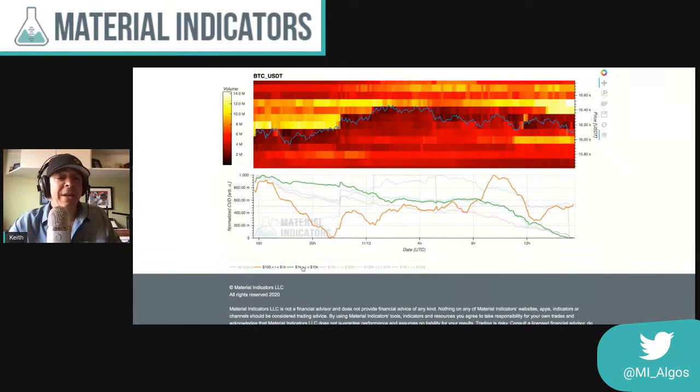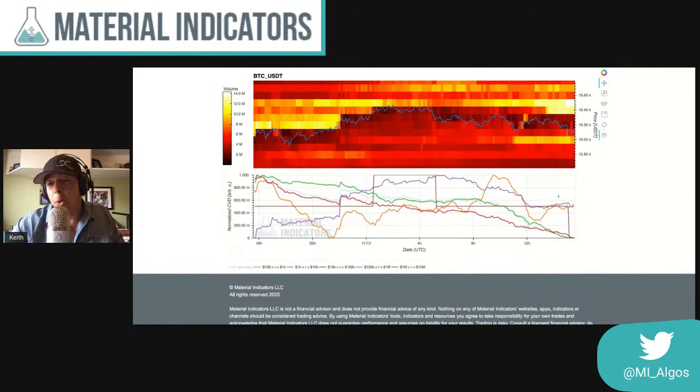Green, $1,000 to $10,000 orders. Red is $10,000 to $100,000. Purple, $100,000 to $1 million orders, whales. And the brown ones are $1 million to $10 million orders. Those are our mega whales, and you can see that one dumped right here.